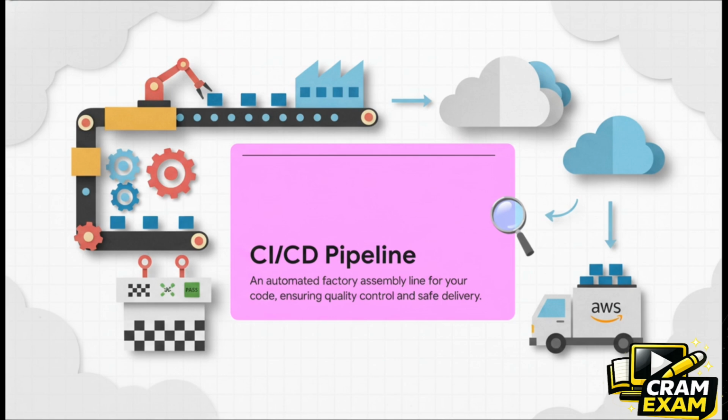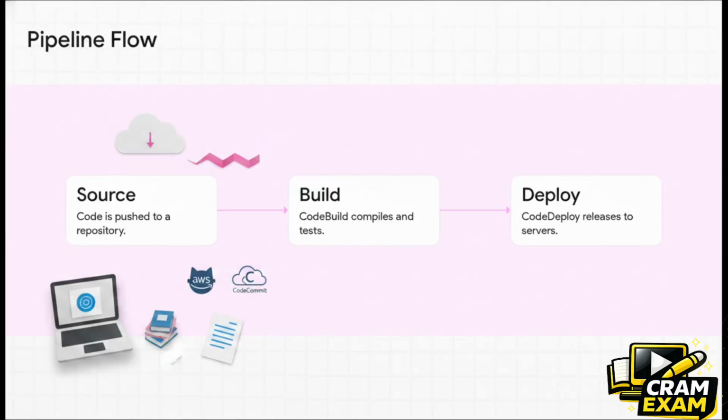Continuous integration is the quality control checker. It automatically builds and tests your code every single time you push an update. Continuous delivery is the delivery truck. It automatically takes that tested code and safely releases it to your infrastructure without you lifting a finger. The automated journey happens in 3 steps: source, build, and deploy.